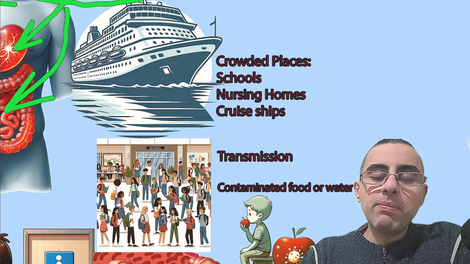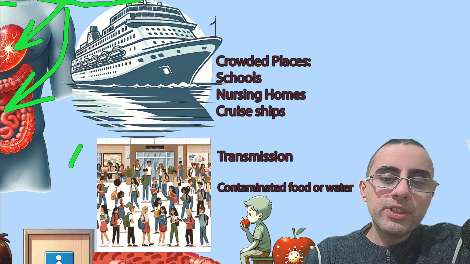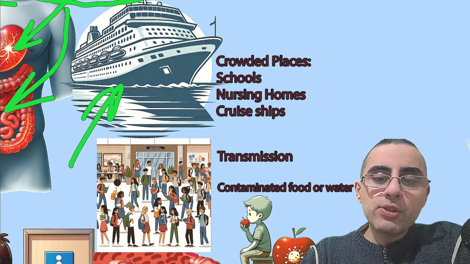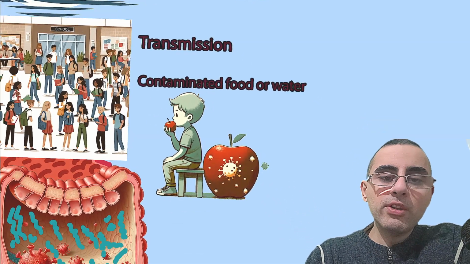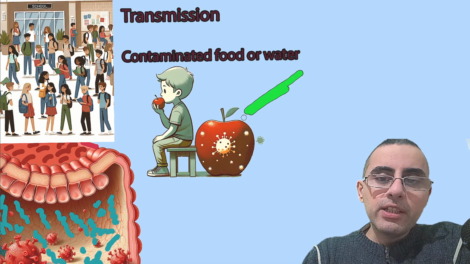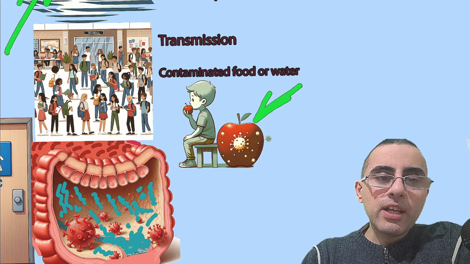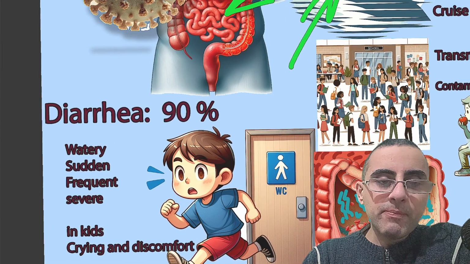in crowded places such as schools, nursing homes, and cruise ships. Transmission happens with contaminated food or water, and transmission is very easy. That's why it causes such huge outbreaks every year in many places.